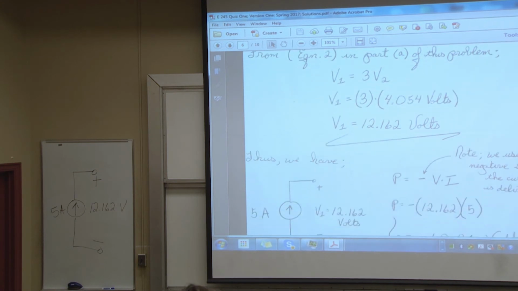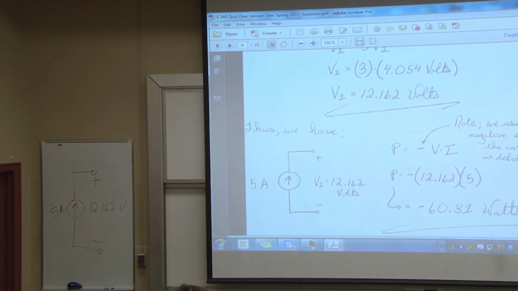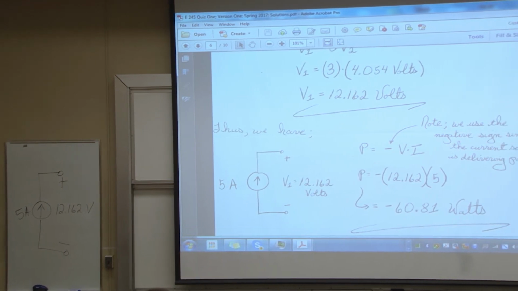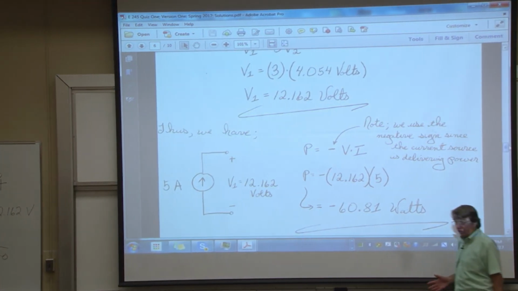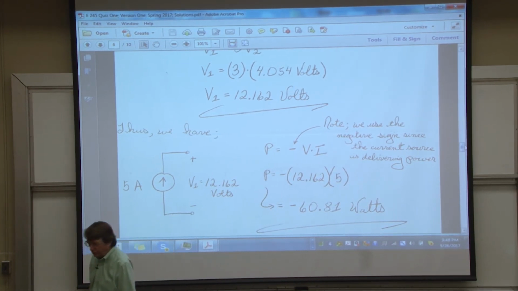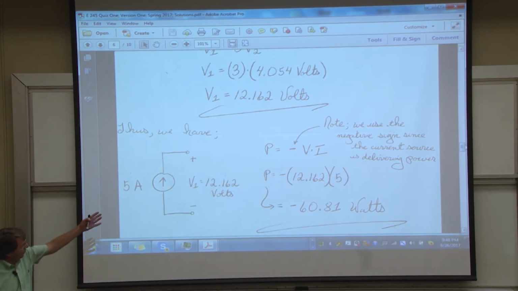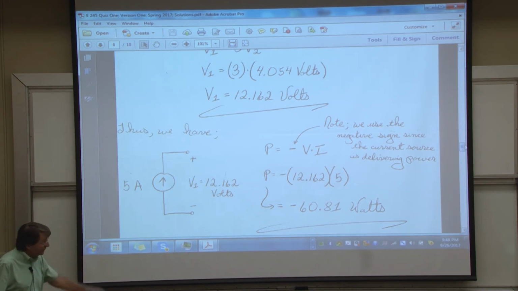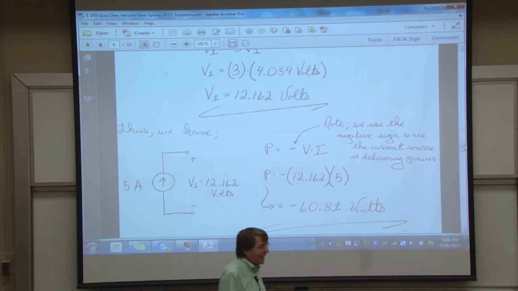I sense I'm losing some people, my colleagues. Now, technically, we should have a negative sign because it's giving it away. But I'm putting our colleagues through so much, give them full credit even if they don't have the negative sign. As long as you did I times V and got 60.81 watts, you're in. All right. That's problem 2.